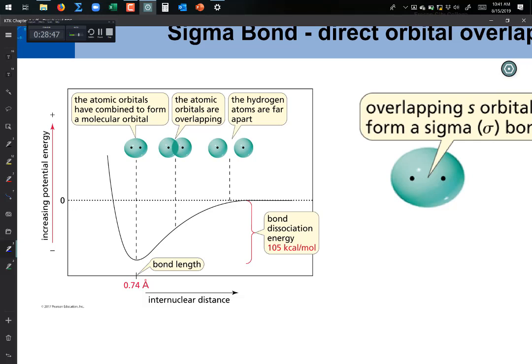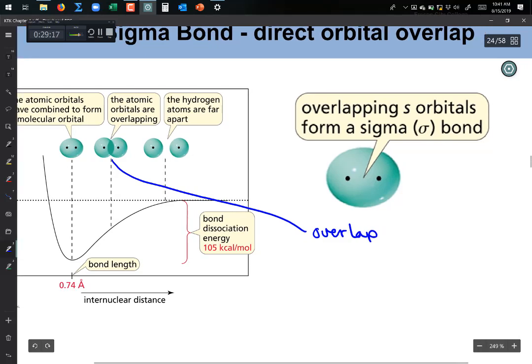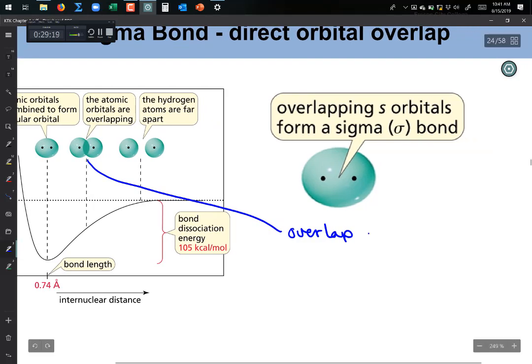In order to break the bond, which hopefully doesn't happen, well, I mean like in your relationship, but if you're going to break a bond, then you have to overcome this amount of energy from here to here in order to get the bond separate. Okay? But what's really important about this whole discussion is the overlap indicates the quality of the bond. The quality or strength of the bond.